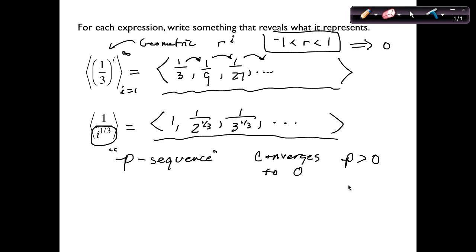All right, that's all review. Questions? Yes, sir. What's the general form of a P sequence if geometric is r to the I? So this particular one is where P equals 1/3. So you tell me. 1 over I to the P. That's the general form of a P sequence. So P is the constant, but I is the index, the 1, 2, 3, 4. Other questions?